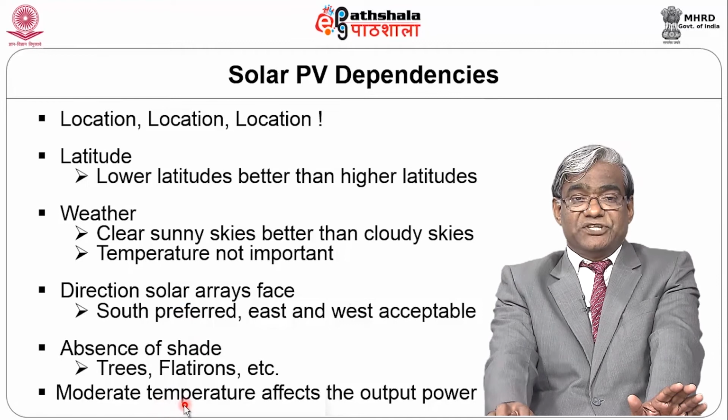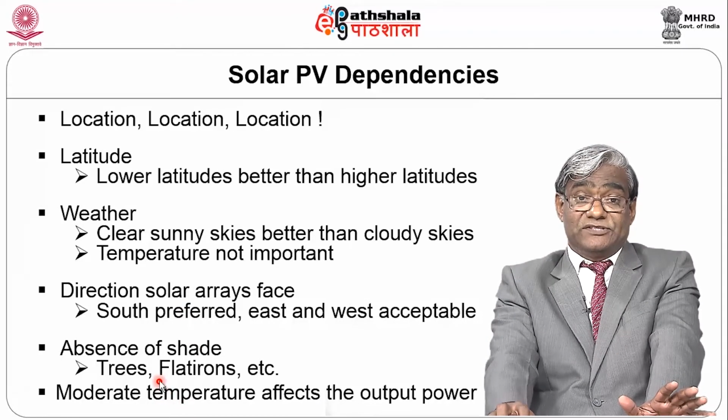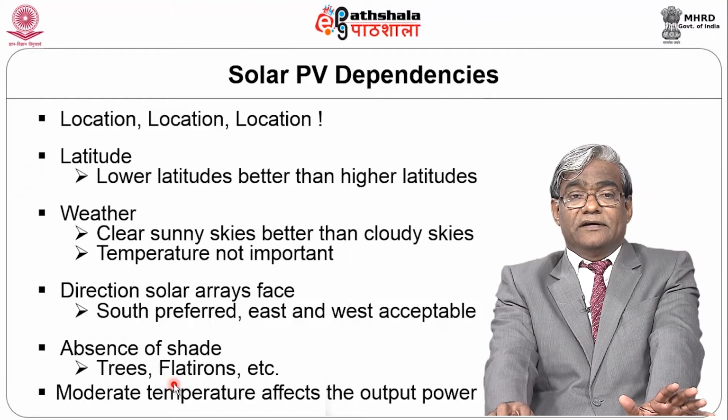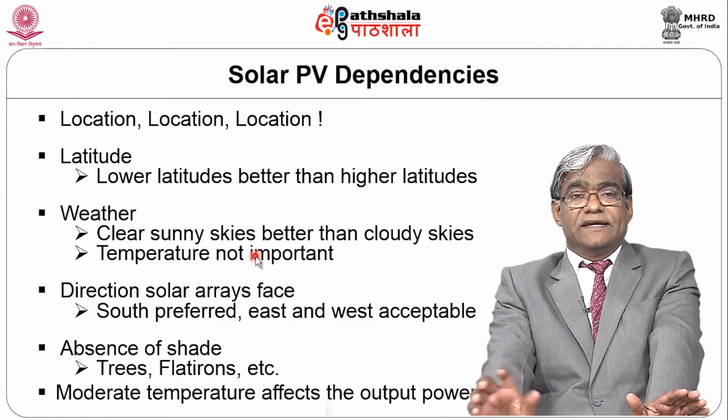And absence of shade, there should not be any trees near the solar photovoltaic system. Okay. And flat terrains, it need not be ups and down locations, and moderate temperature affects the output power. And so this is solar PV dependency, and the latitude should be maintained according to the site's latitude.